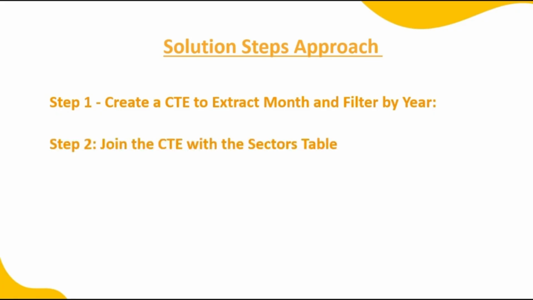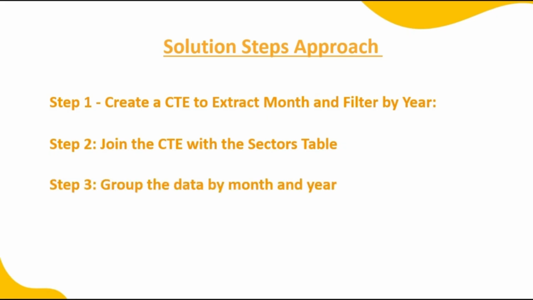Now in step 2, we join the CTE that we just created in step 1 with the sectors table. After creating the CTE with the filtered and grouped data, we join it with the sectors table using the company ID. What will this join help us with? It will help us ensure that each company's revenue data is matched with the correct sector.